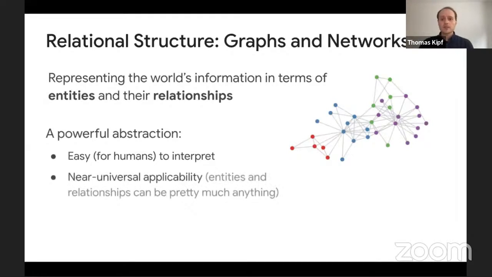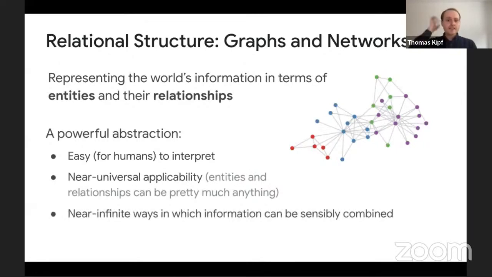At the same time, this abstraction is nearly universally applicable. Entities and relations can be pretty much anything. And as you've seen, if you work in this area, graphs come up everywhere. You can work on traffic modeling problems, but you can also work on physics problems, the World Wide Web, social networks and so forth. It also allows us to combine information in near infinite ways and in sensible ways. Because you have these composable building blocks of entities and relations, you can compose them in many ways, and the outcome is often sensible, and that buys you a lot of expressive power.